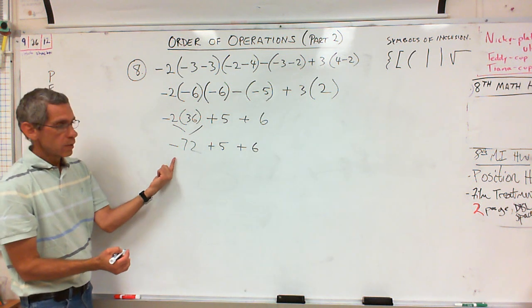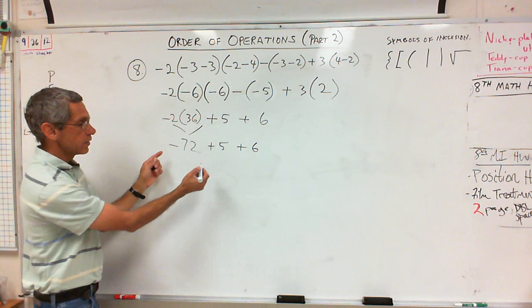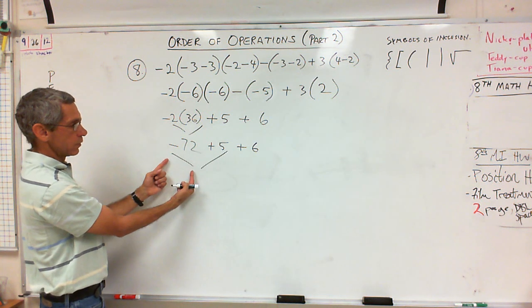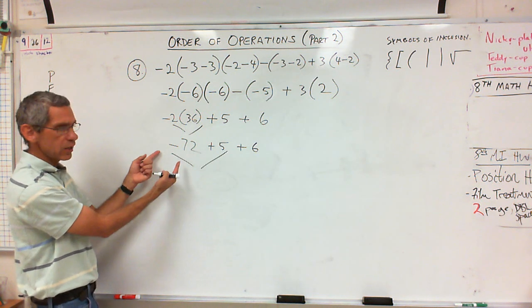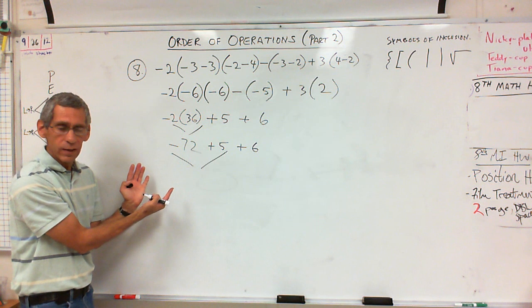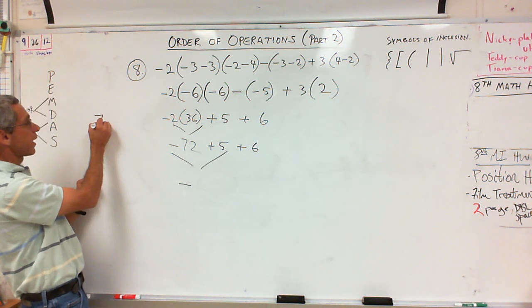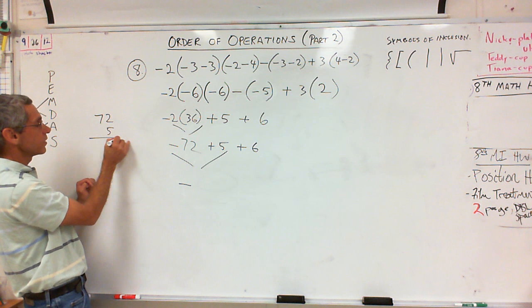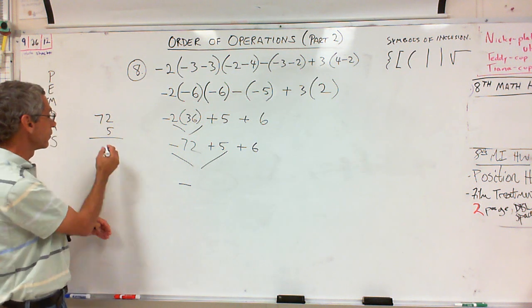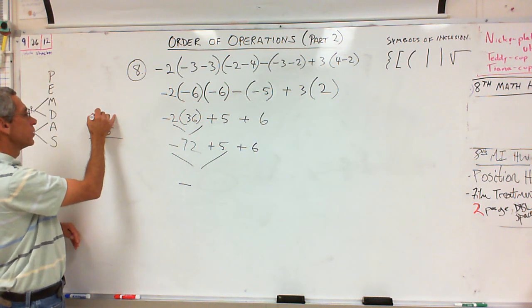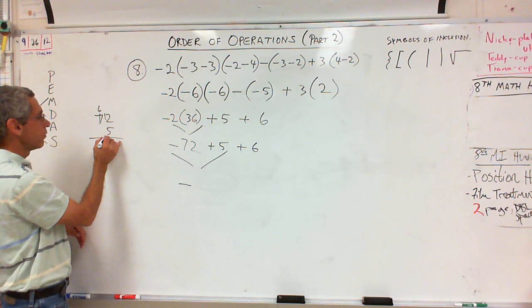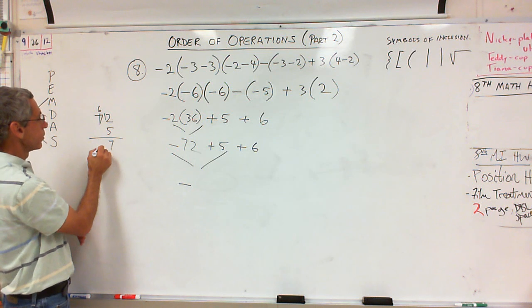Is this going to be positive or negative? It's got to be negative, right? That's a humongous negative number and a tiny positive number. So now I'm just going to subtract 5 from 72 because it's the same number, just the sign's going to be different. So 5 from 12 is 7, so it's going to be 67.